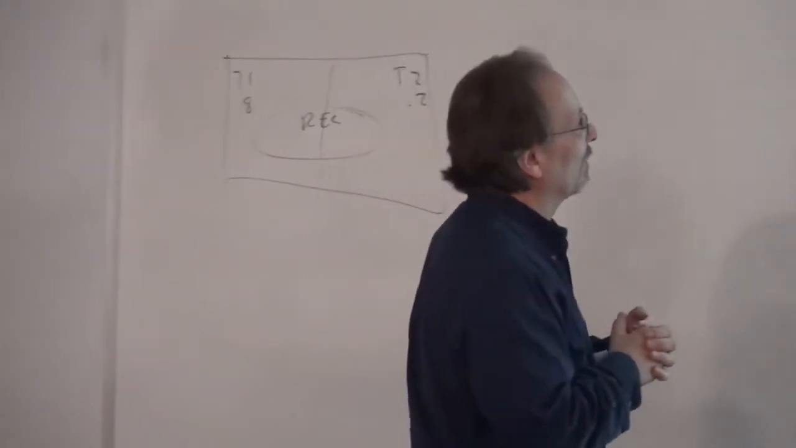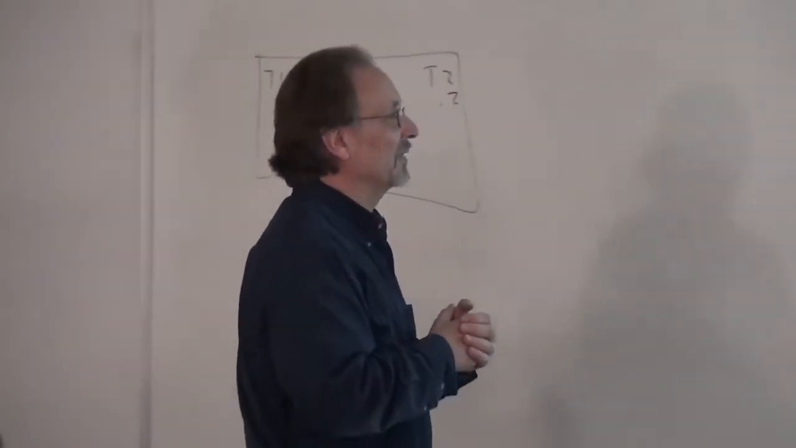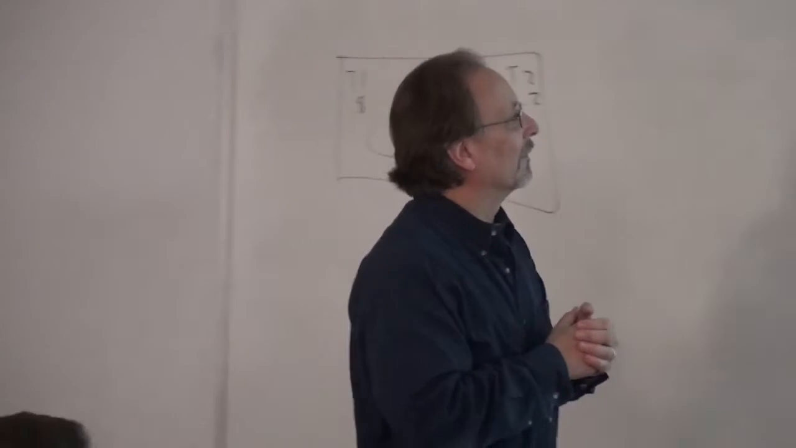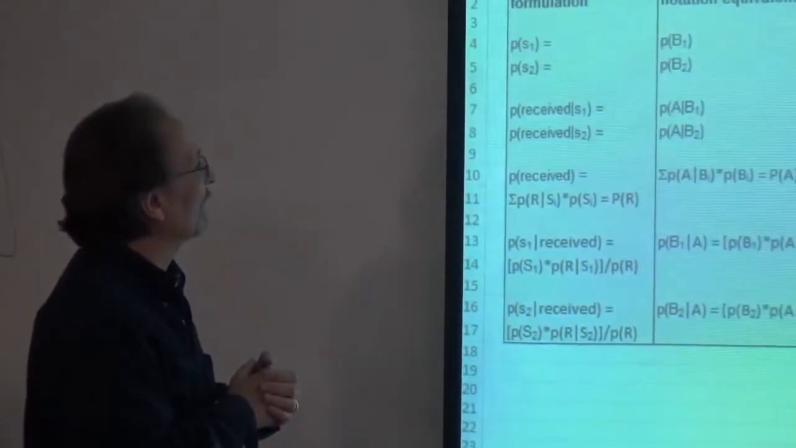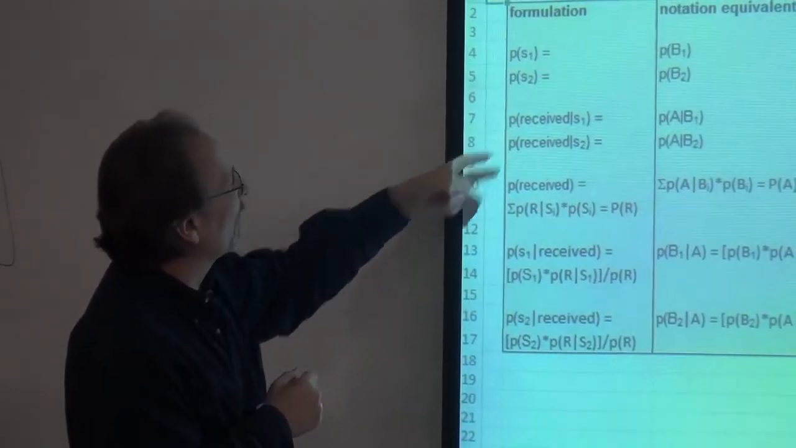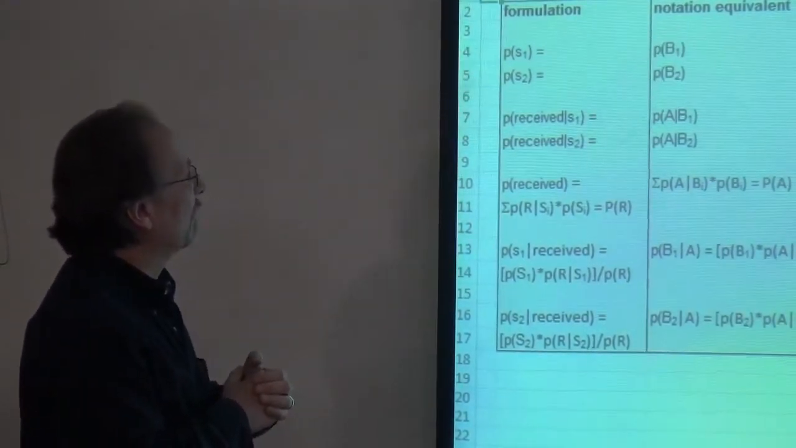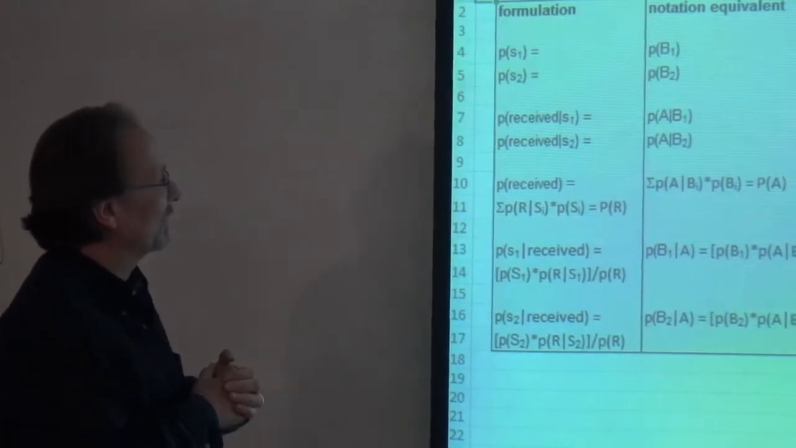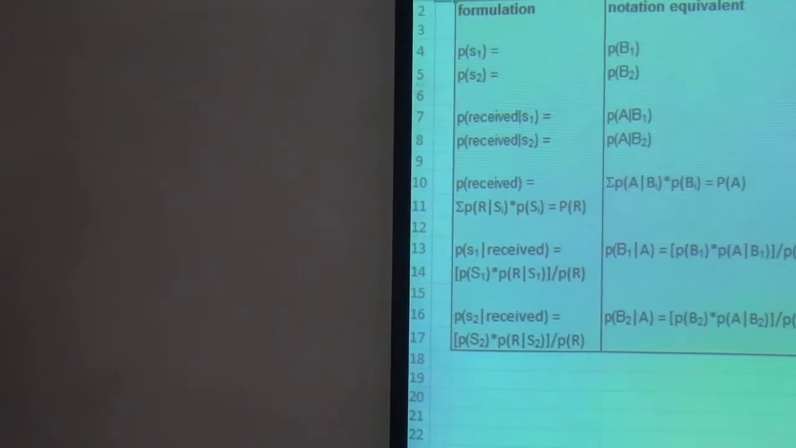We know probability of being received. Well, first of all, we calculate the probability of being received from these. So we sum up both of those, each one times its own probability, and that's what we get, probability of being received. And then we know 3 out of 4 for each one of those equivalencies.